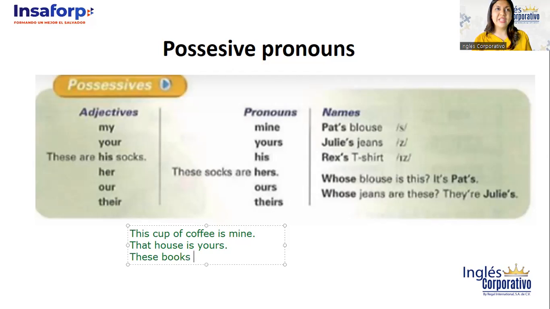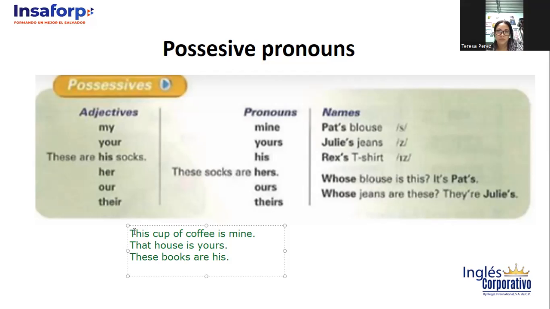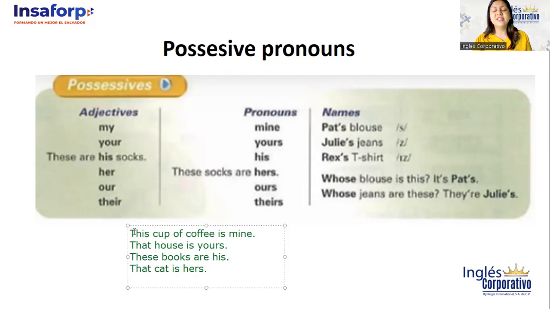Para decir estos libros son de él. These books are his. Estos libros son de él. Y si yo digo that cat, ese gato es de ella. That cat is hers. Muy bien. Y si quiero decir ese carro es de ellos.